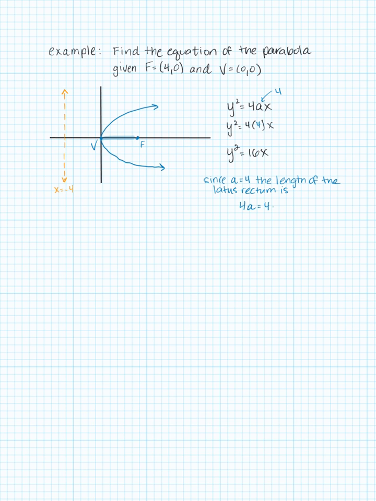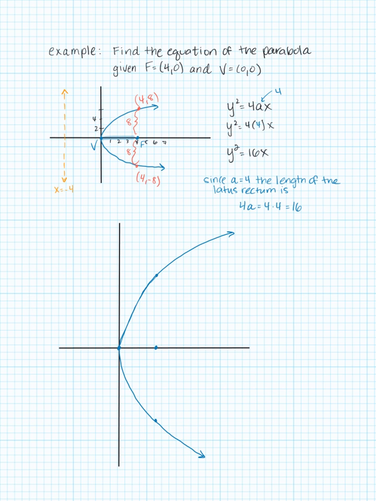Since a is equal to 4, we know the length of the latus rectum is 16 units. So that means that we have 8 units on this side and 8 units on this side. Again, this picture is not really drawn to scale. If we were going to draw it to scale, it would look a little bit more like this. It would be quite a bit bigger. Again, I'm just a little bit off here on the x-axis, but this is a more accurate depiction of what 16 units would look like.